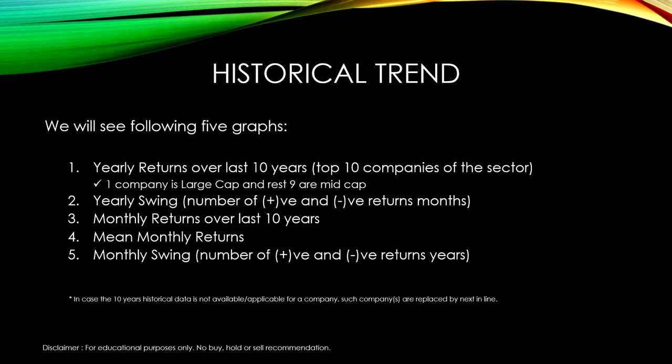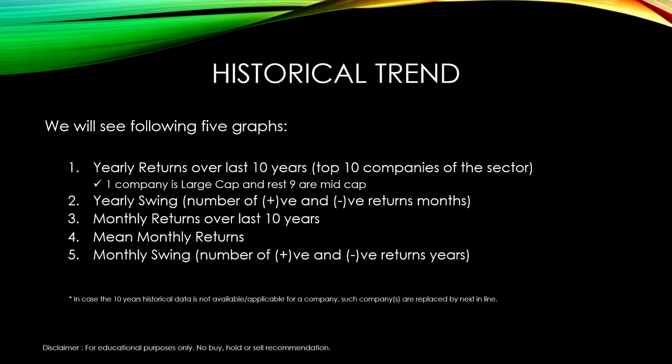First, yearly return. This graph will show the yearly returns over the last 10 years of the top 10 companies of this sector. So for the textile sector, in the top 10 companies, one company is large cap and the rest 9 are mid cap companies. Second graph will be the yearly swing graph, in which we'll see the number of positive and negative return months in each year. Third graph will be the monthly returns over the last 10 years, in which we'll see the return in each month over the last 10 years.